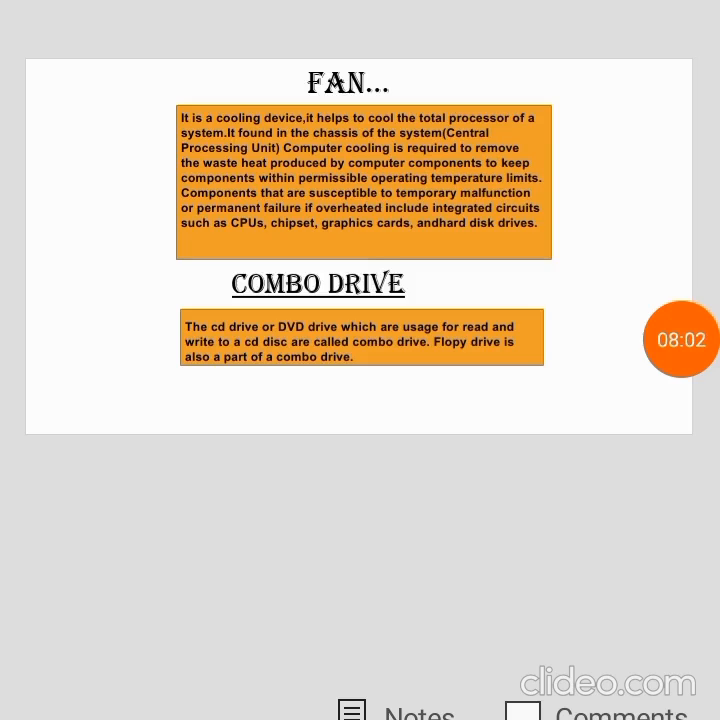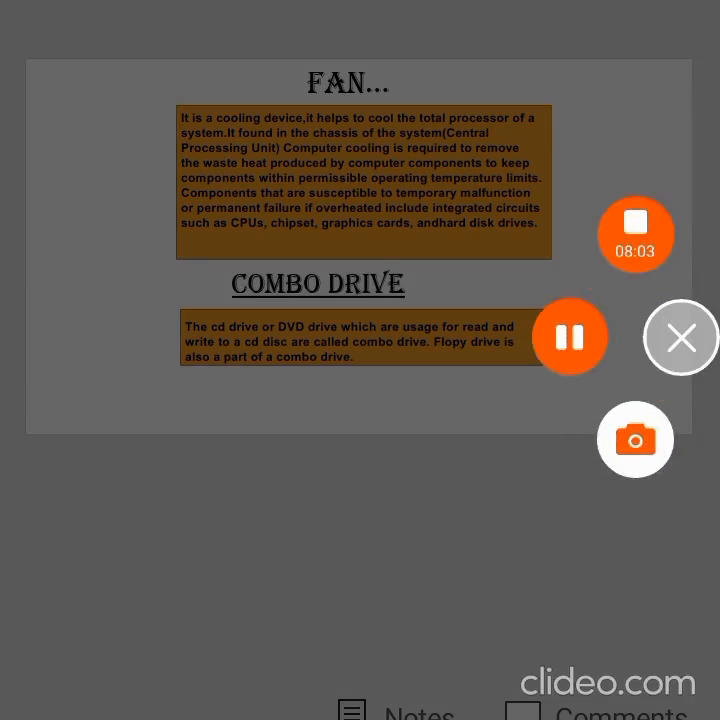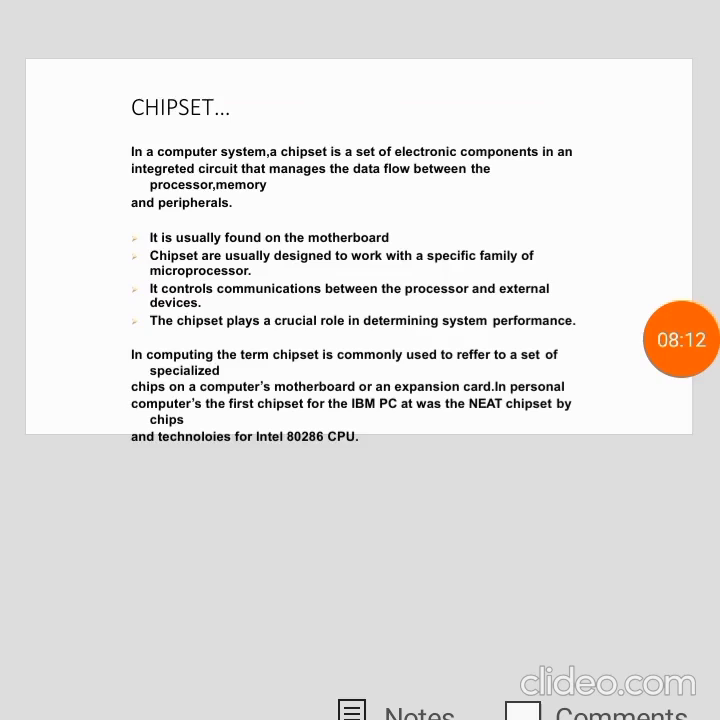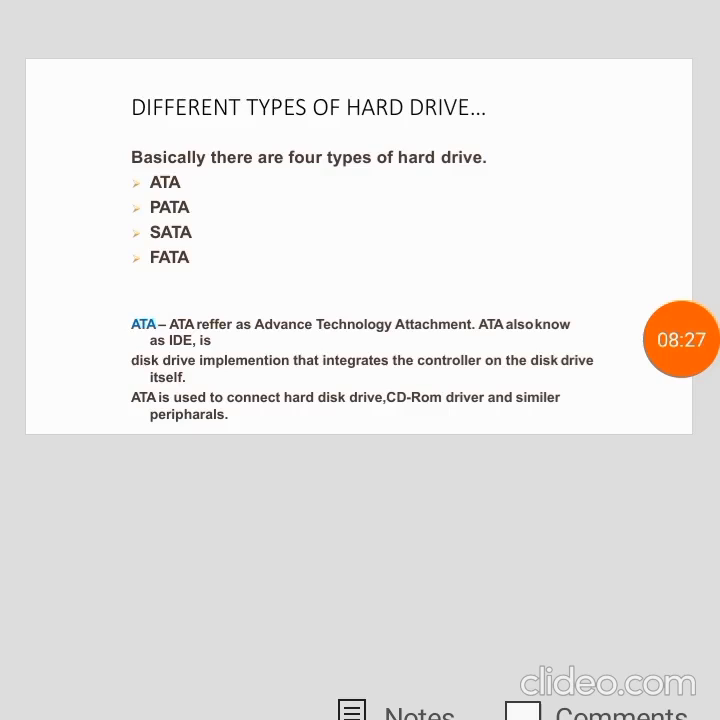So let's have a look at the combo device. The CD drives or DVD drives which are used to read and write CDs are also called a combo device. Chipsets. In a computer system, a chipset is a set of electronic components in an integrated circuit that manage the data flow between the processor and memory. It has many specialized workings.